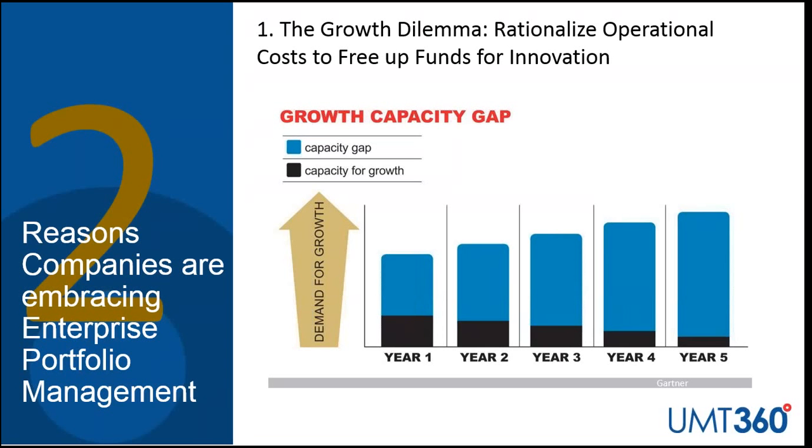So the first reason organizations are embracing enterprise portfolio management is to get visibility across all spend, but zero in on the operational spend and look at techniques to rationalize that spend to free up more funds for innovation. Say in an integrated IT portfolio management solution, techniques like application portfolio management, infrastructure optimization, and other cost reduction strategies allowing you to free up funds to invest in more projects.